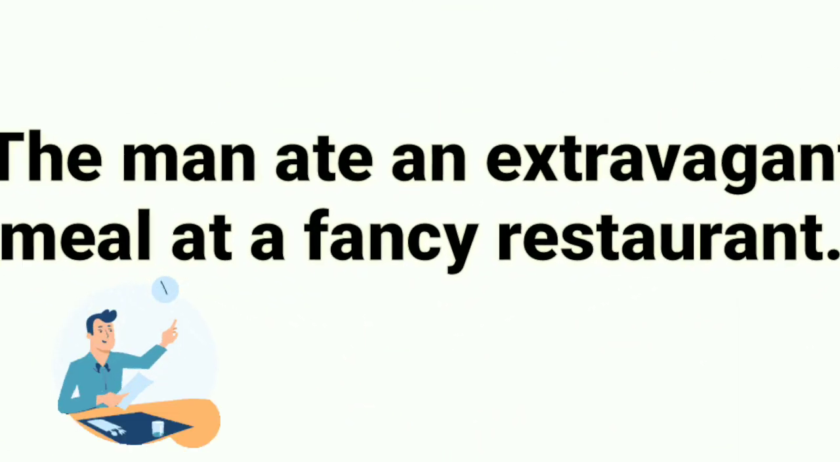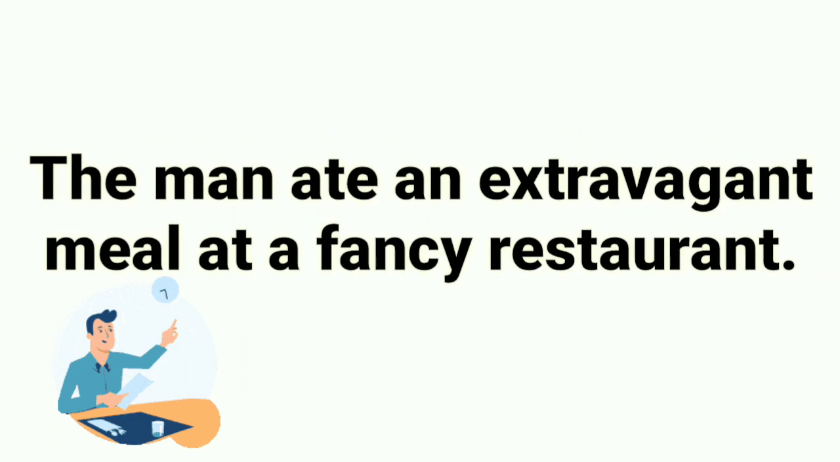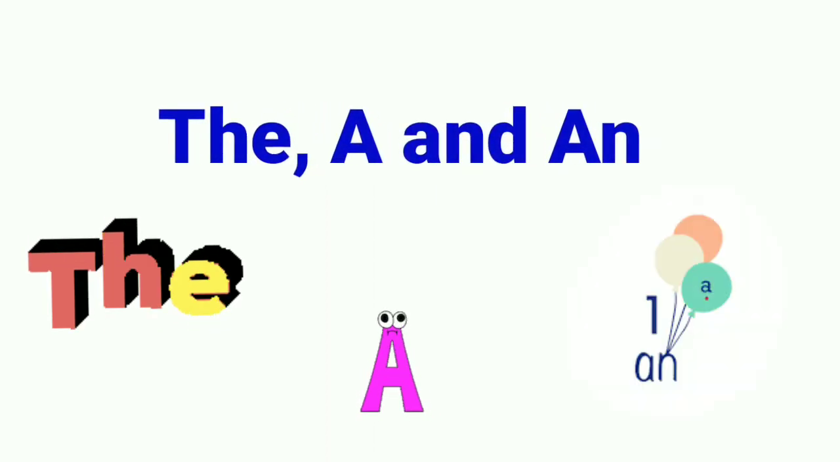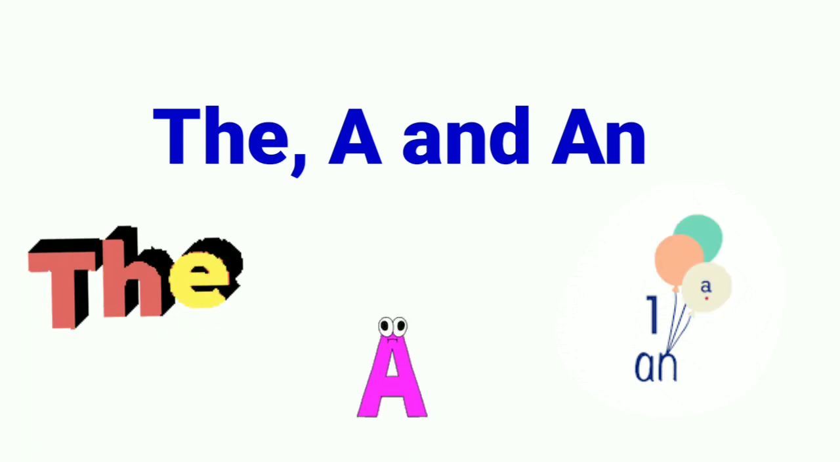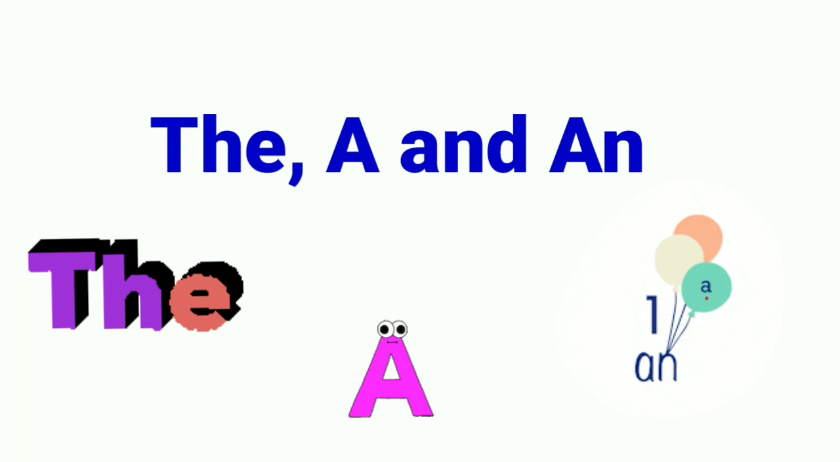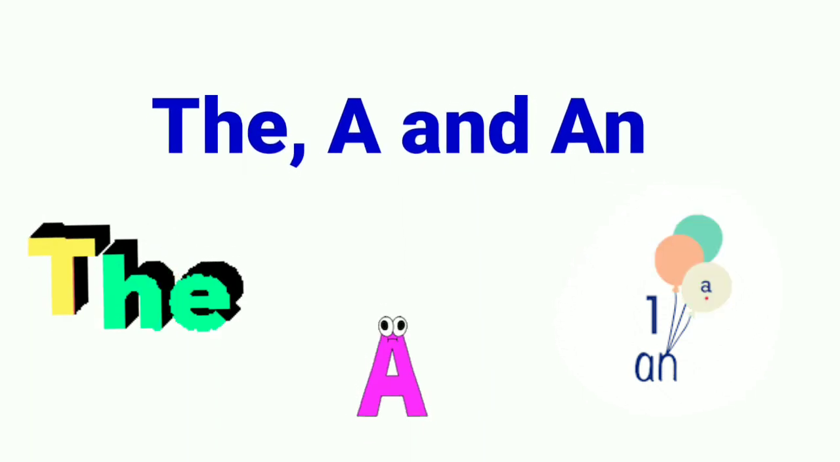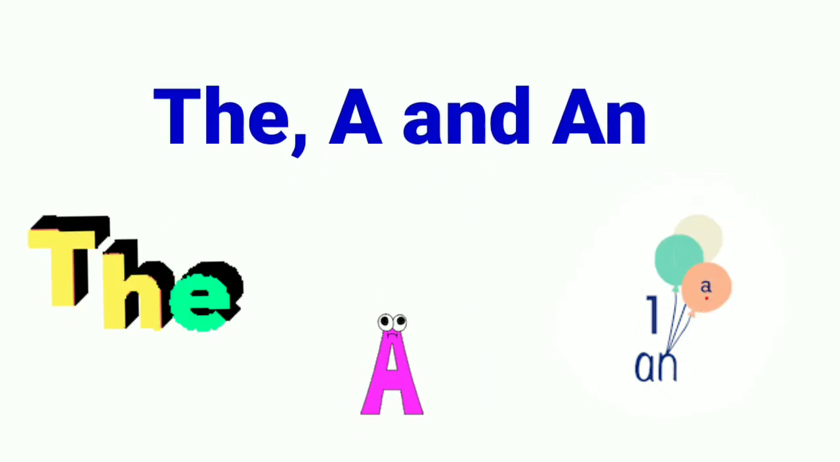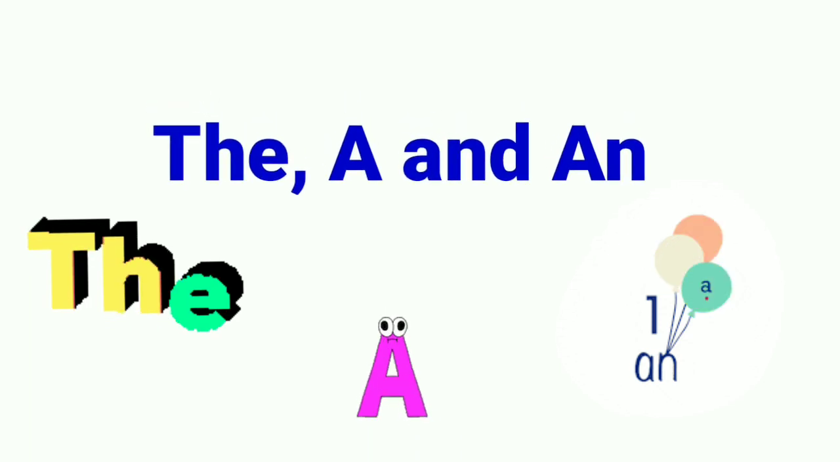The man ate an extravagant meal at a fancy restaurant. This classy sentence uses three of some of the most commonly used words: the, a, and an. However, there is more to these words than simply the number of times we use them. If you want to become a grammar expert, it's really important to know how to use articles, because of how often they show up in our sentences.